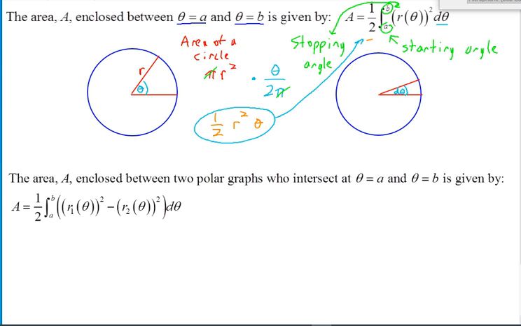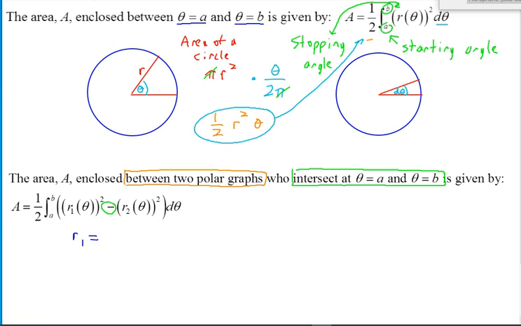Now, occasionally you might have an area you're trying to find that's between two polar graphs. If you have two different ones instead of just one, and if they intersect at theta equals a and theta equals b, that's what you're going to need to figure out. Then, notice it's the same formula, except we have to take the area of the large one minus the area of the small one. So r sub 1 represents the inner radius. Sorry, the outer radius, I should say. That's the larger of the two.